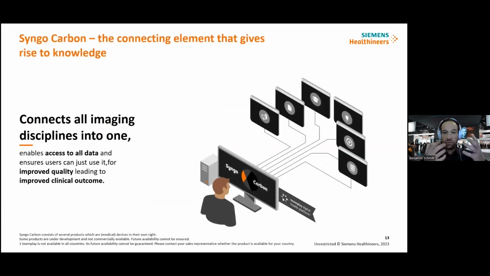So we've come up with a solution called Syngo Carbon, which looks to connect all imaging disciplines into one. Imaging is a relatively wide term that can also include ECG data, pathology data, cardiology data, all these diagnostic services that come in. By bringing this all together, you can leverage the toolboxes lying underneath, such as language models and AI, to really help drive outcomes.